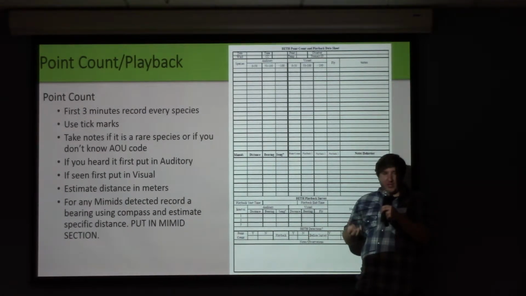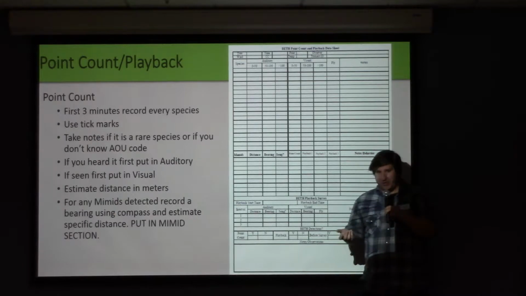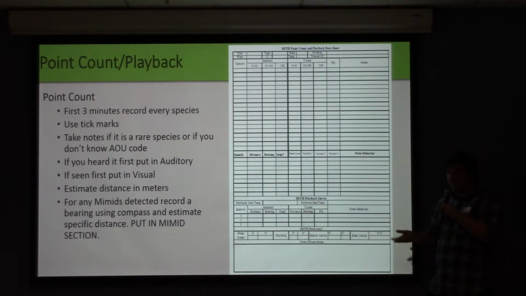So it's important that everyone has at least something that can give you a bearing. I know some smartphones can do it, but also if you have a compass, or if, I don't know if you guys can check out compasses. Yes, I have compasses that people can check out. So if you know how to get a bearing to the bird, to where you first detected it, and a distance to where you first detected it.